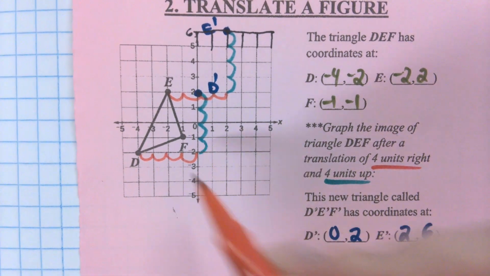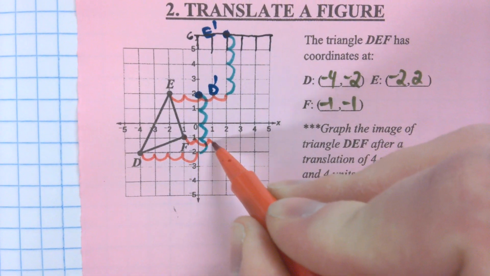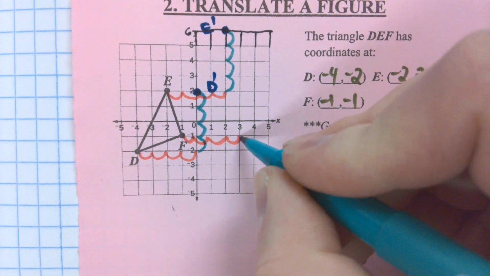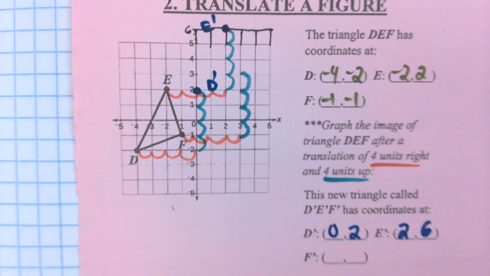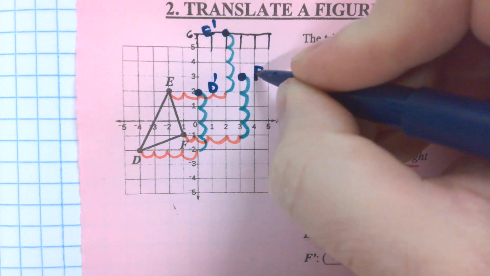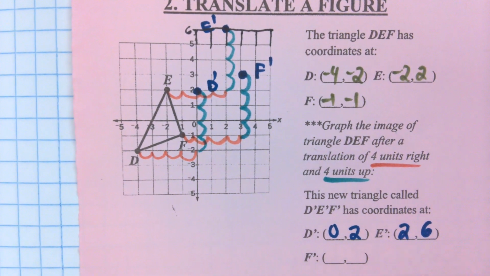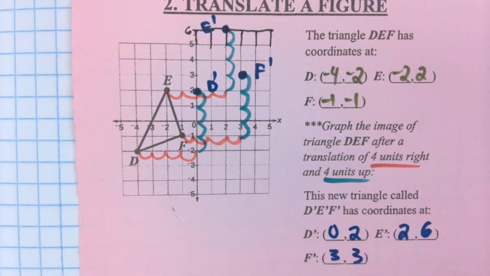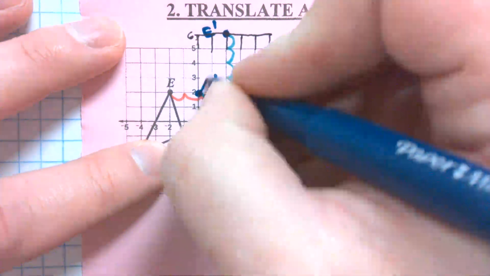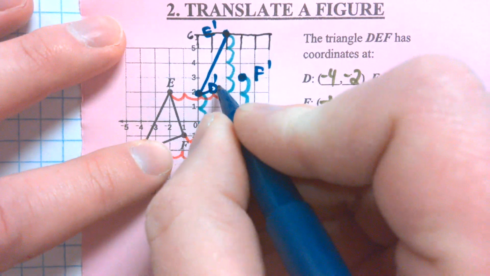And finally, we're going to go to point F. 4 units to the right. 1, 2, 3, 4. 4 units up. 1, 2, 3, 4. Boom, there's my last point. I'm calling it F prime at 3, 3. And then I connect all 3 of those points back up.